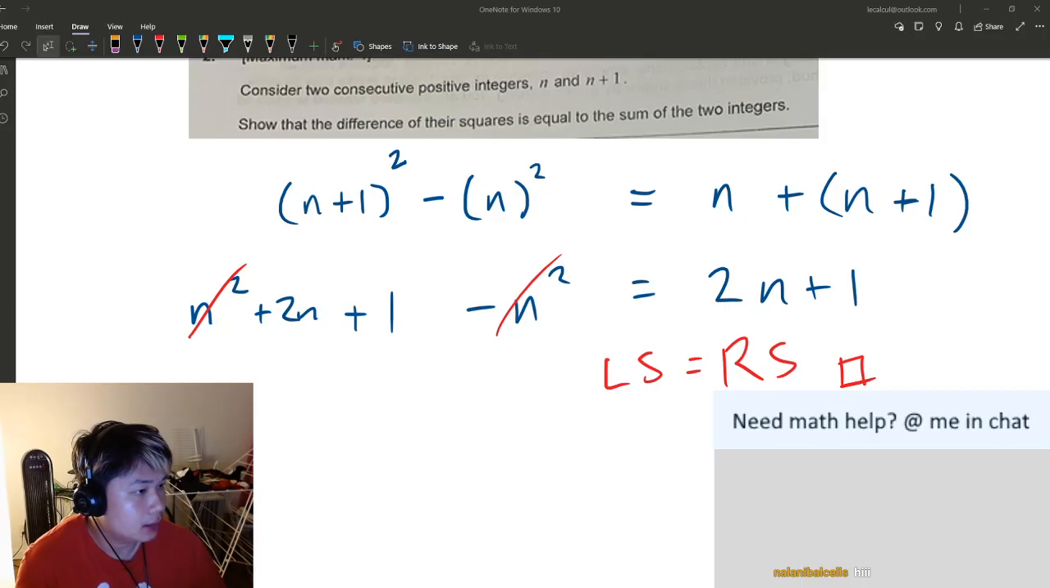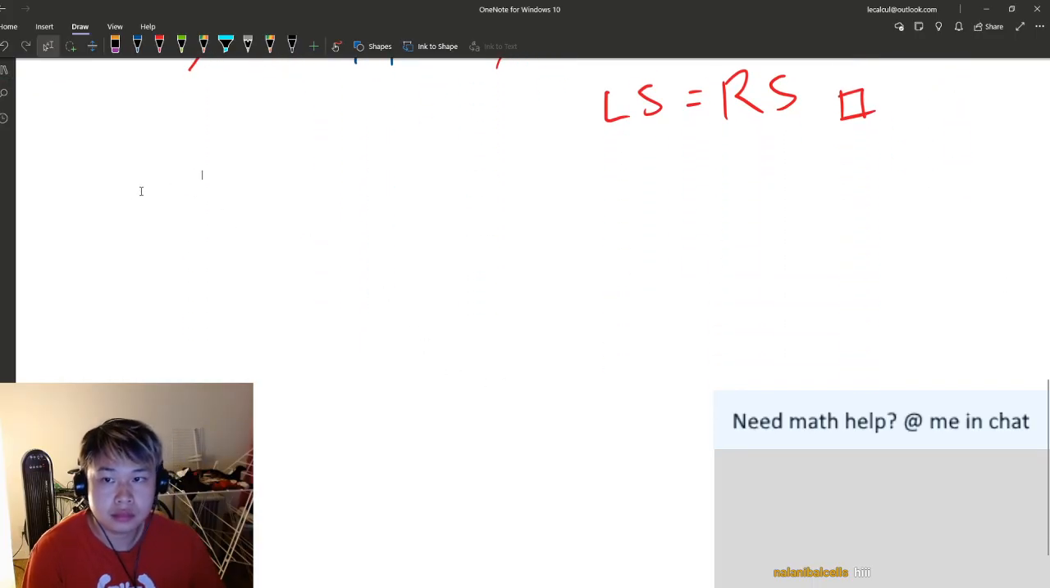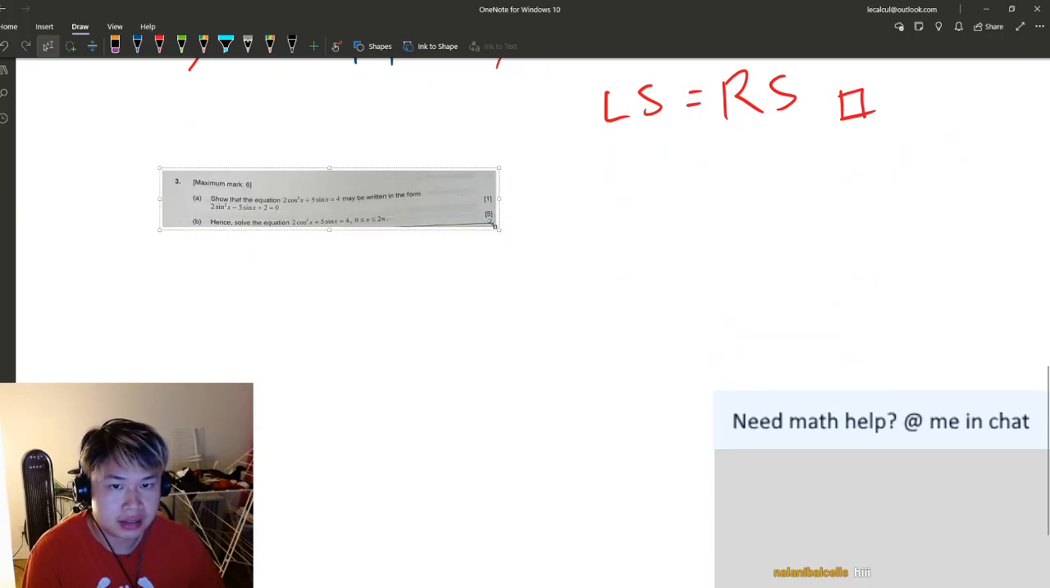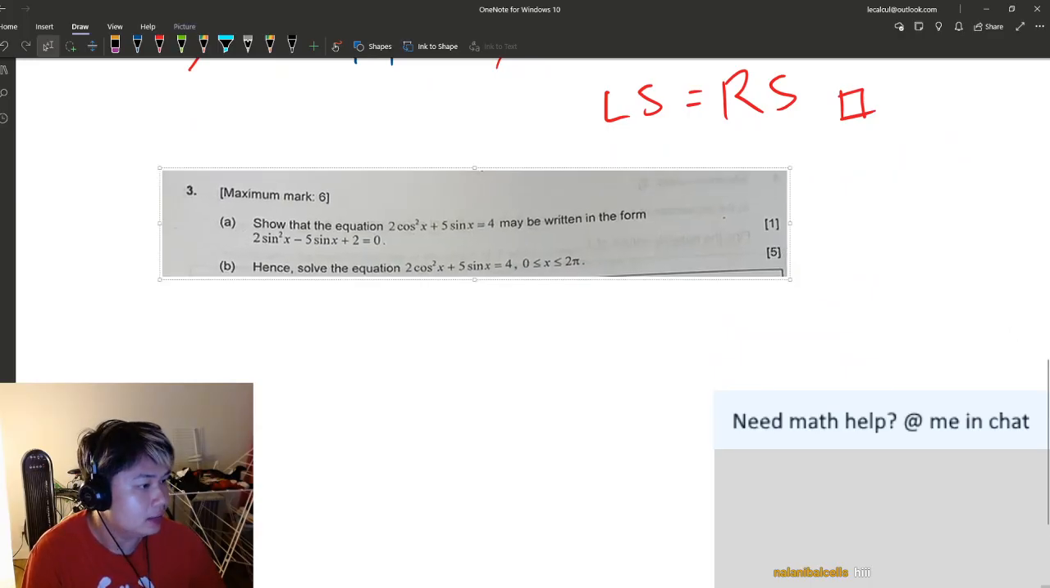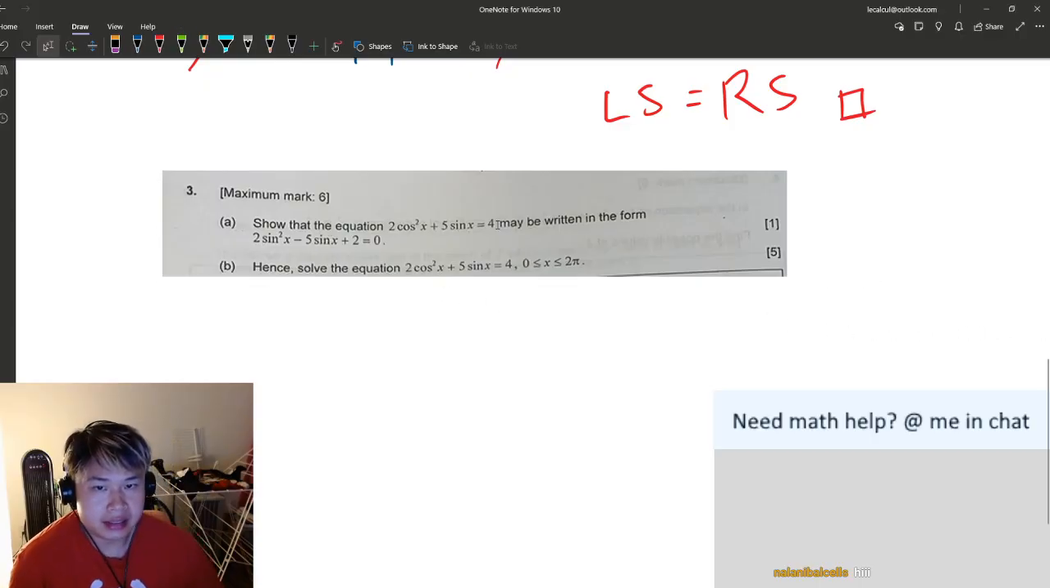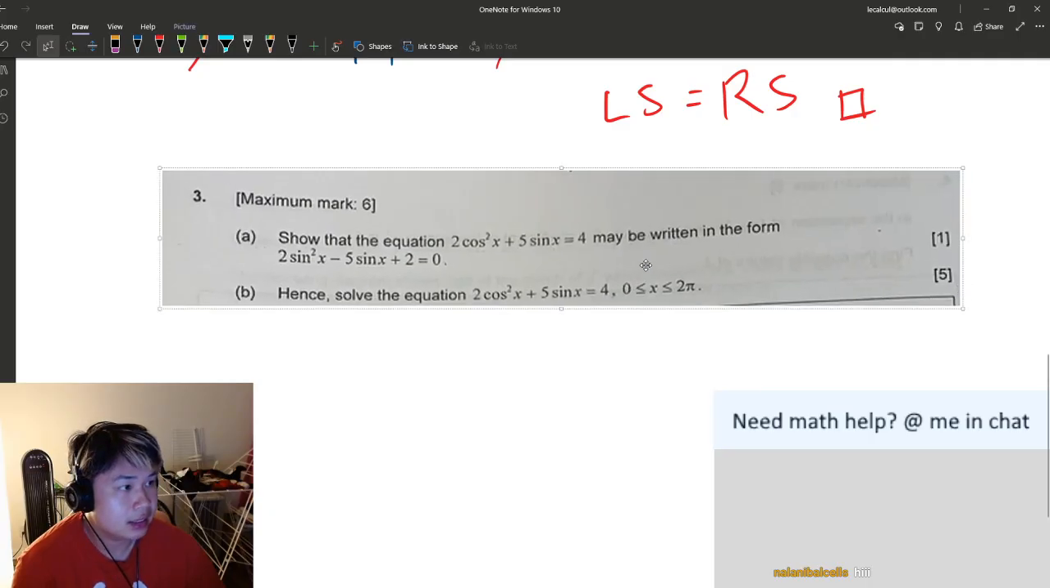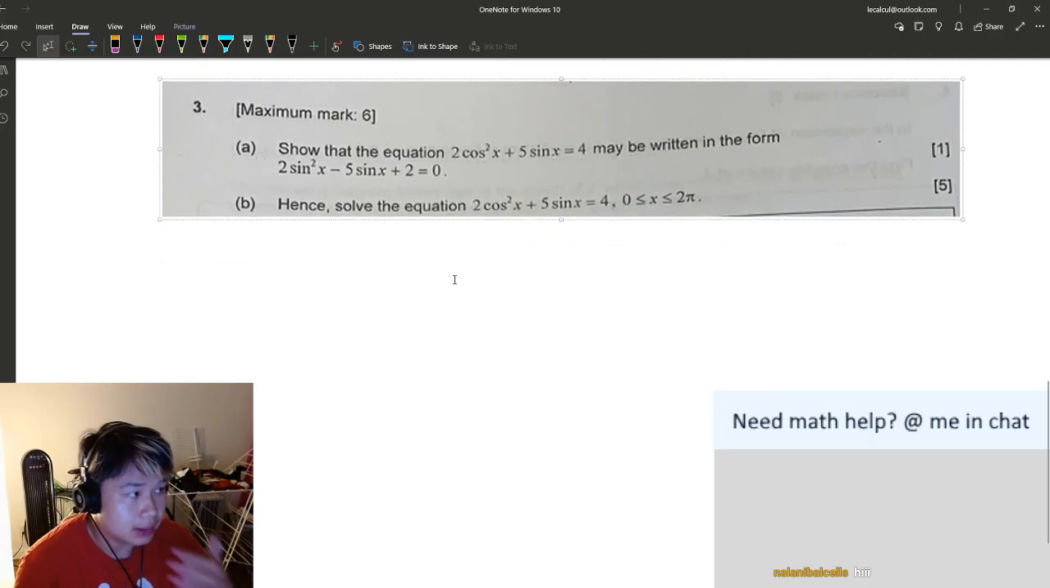Okay, number 3. Looks like some trig equations with identities. Show that this equation can be written in this form. Okay, so this is pretty straightforward.